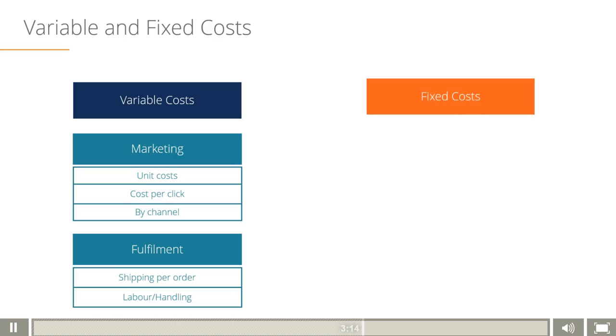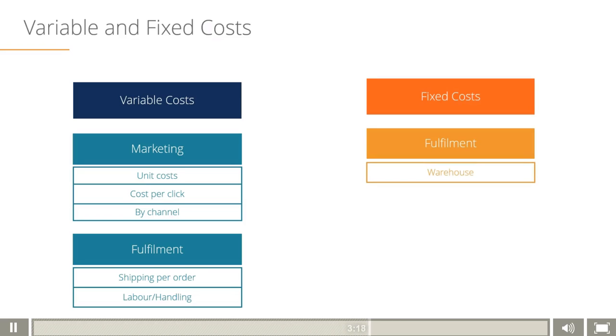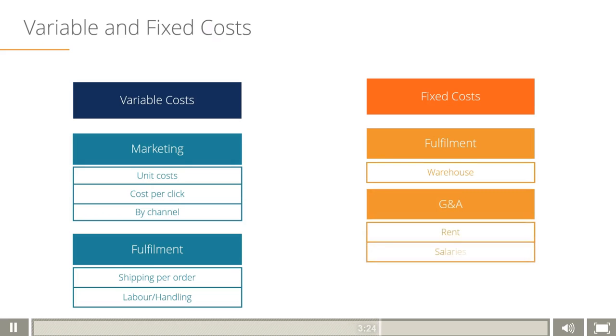Then on the fixed cost side of things, we're going to make assumptions as well. We're going to make assumptions about fulfillment, so warehouse rent and G&A costs. Again, rent for corporate offices, salaries, technology, and ongoing costs that are more or less fixed to this business. It's very important that we distinguish between variable and fixed costs so we can perform unit economic analysis of this business and really understand the contribution margin.